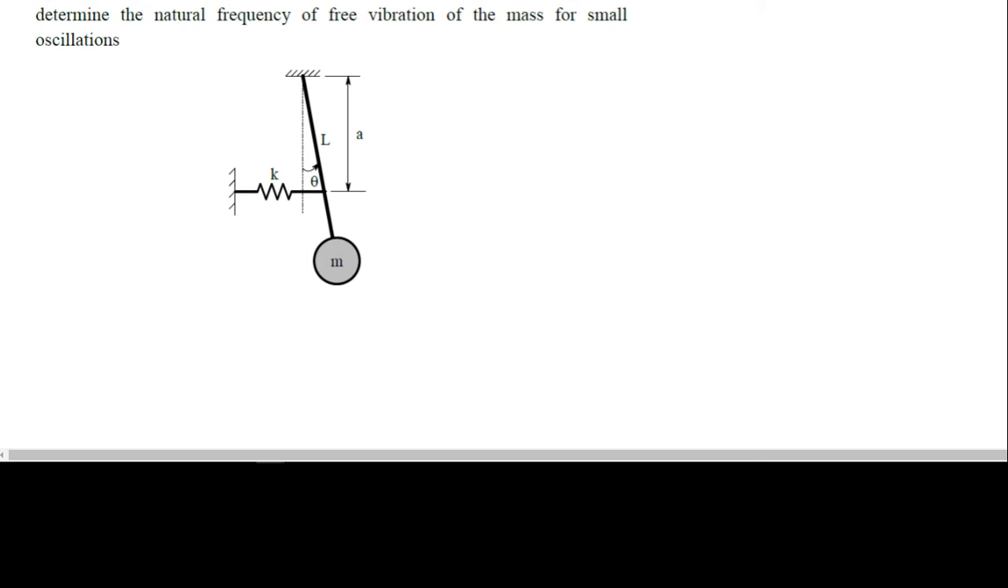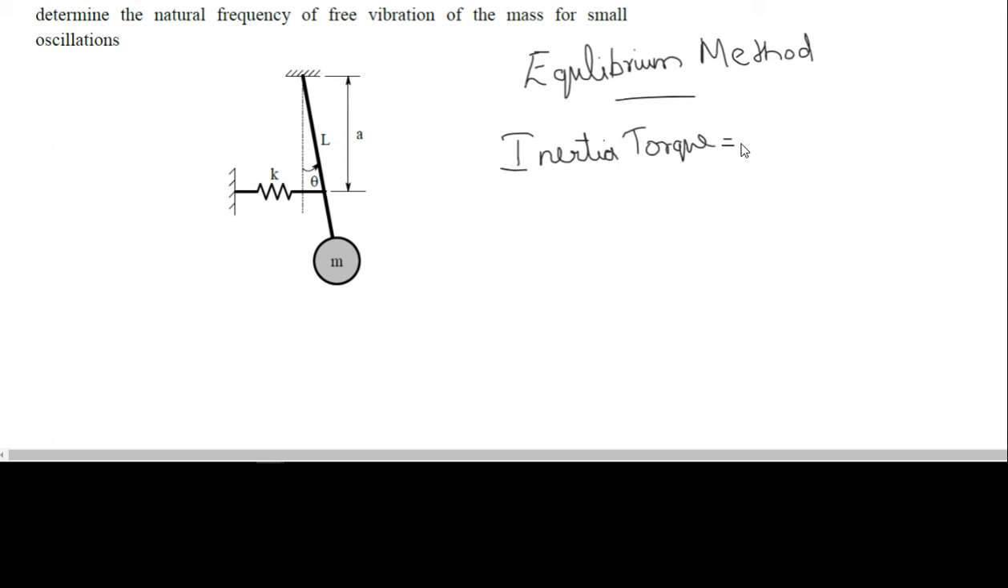To find it, the best method to use for simple pendulum problems, as we discussed earlier, is the equilibrium method. So the equilibrium method is nothing but Newton's second law, that is total force and moment will be equal to zero, or you can call it inertia torque will be equal to external torque, or the sum of external torque.